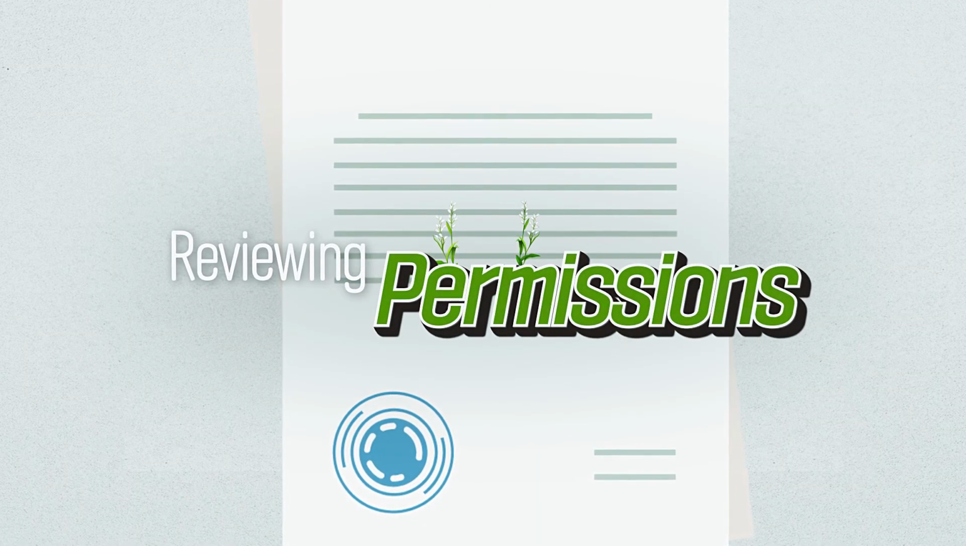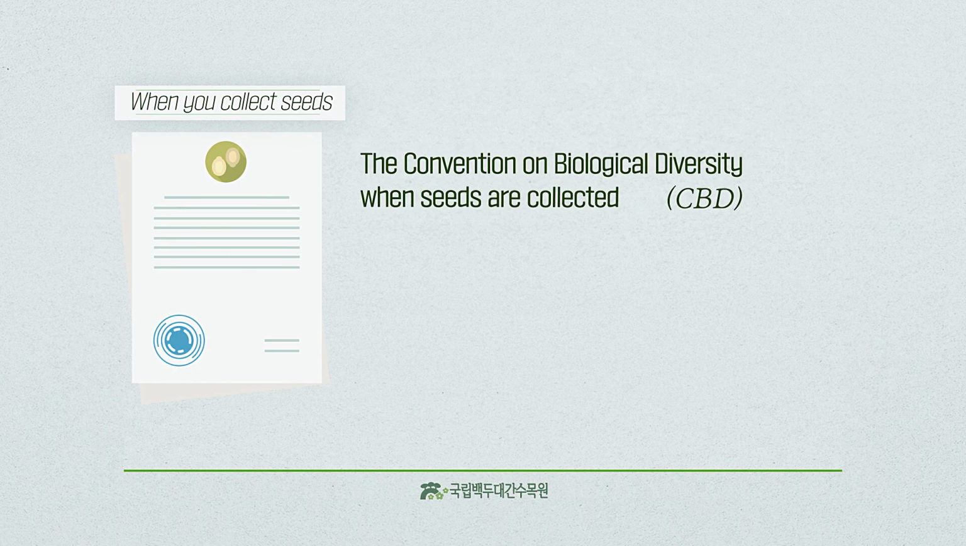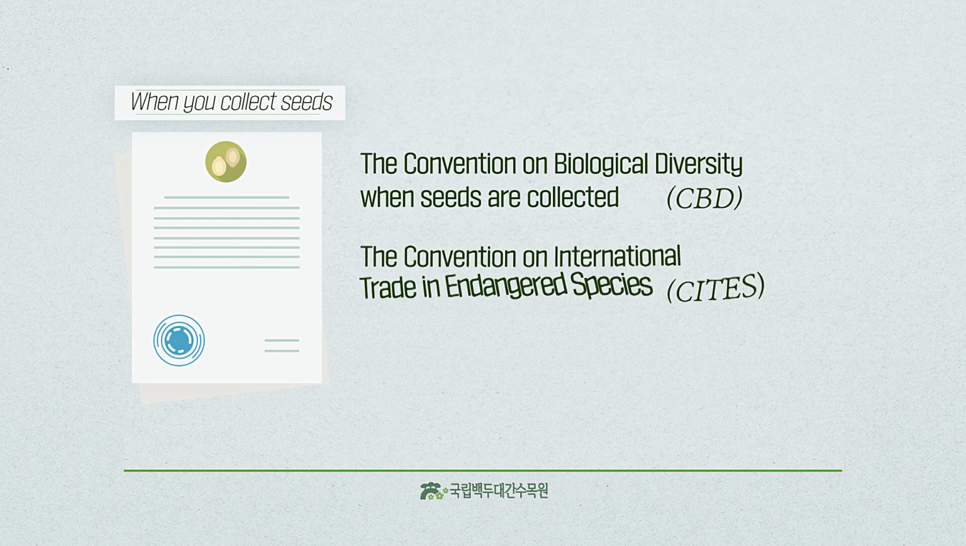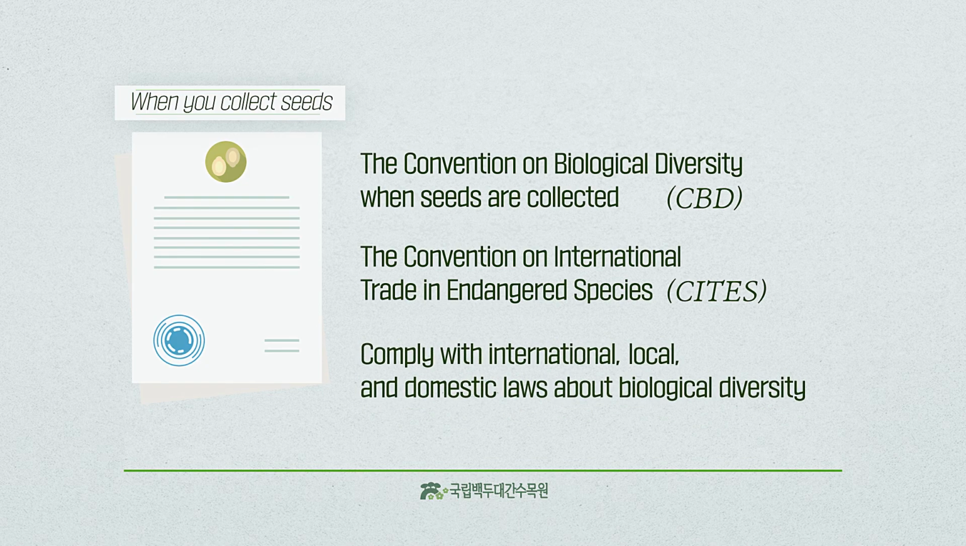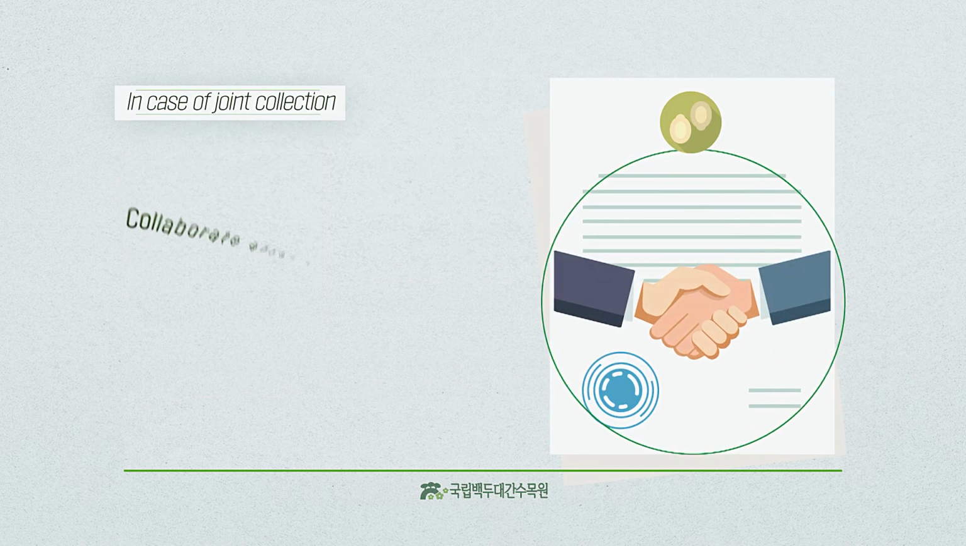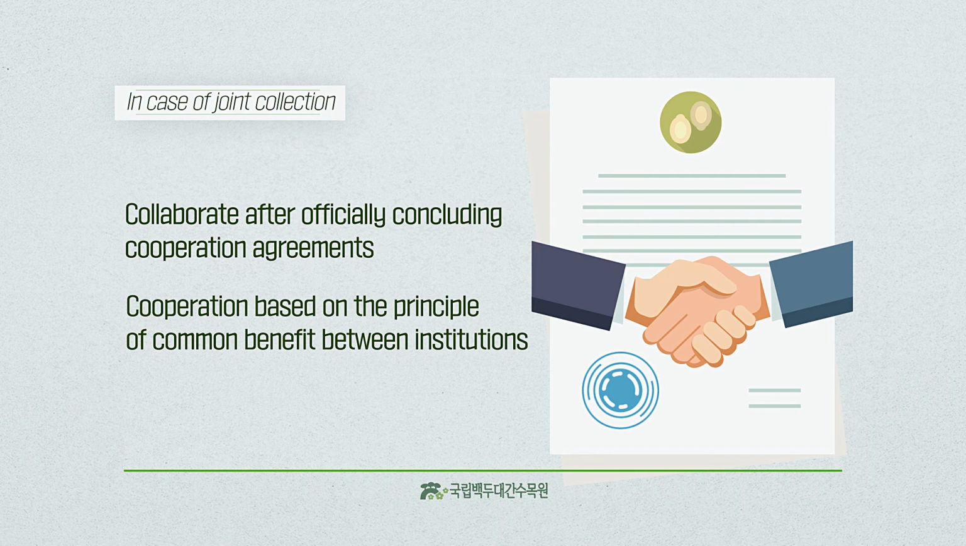Reviewing permissions. Seed collection should comply with international, regional, and domestic laws on biodiversity, such as the Convention on Biological Diversity and the Convention on International Trade in Endangered Species of Wild Fauna and Flora. In the case of joint collection, a formal agreement should be signed with the corresponding organization, and the collection should be conducted in a cooperative manner based on the principle of joint benefit.